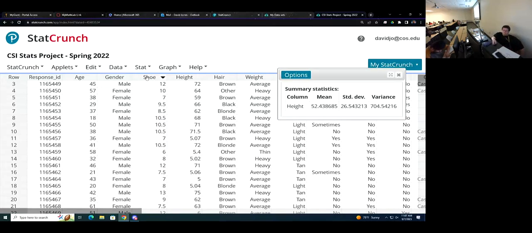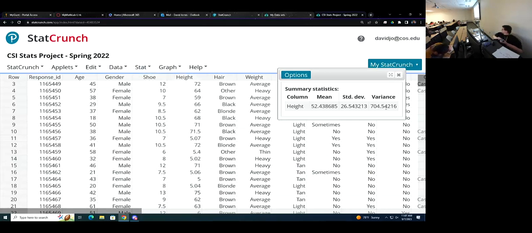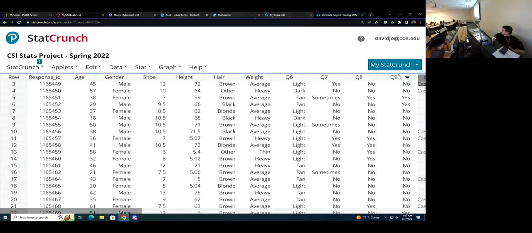But the real thing was we were looking to see where we find this. This is Stat, Summary Stats, Columns. And you can see that if you take it out on a calculator and square 26.543, you're going to get it pretty close to 704.5. Because variance is standard deviation squared. Any questions?